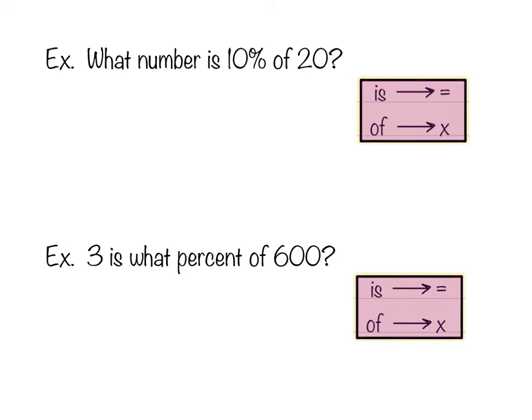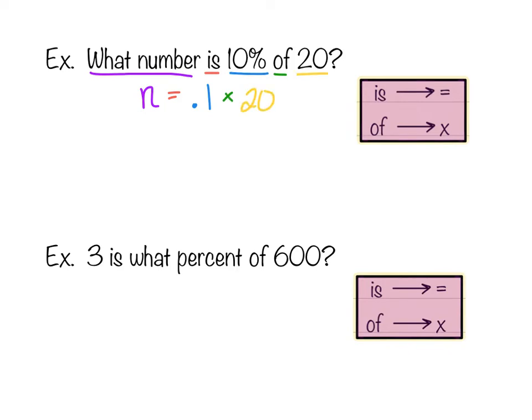Hopefully you're starting to get the hang of this, and you could probably do these without a whole lot of help from me now. I know it's new, but it kind of just makes sense, right? You're deconstructing the sentence into an equation, and then you're just solving it like we did earlier in the year. So this one here says what number, so you should know that means we're going to put n for number, and then it says is, which means equals, and then 10%, which is 0.1, and then of means times, and then we've got the number 20 here.